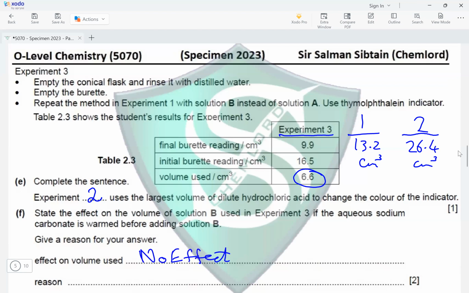And what is the reason for this? The reason is that changing the temperature does not change the concentration. So we will write the concentration remained the same. As long as concentration remains the same, then we will also have the same volume of the same substance, right? So if we change the concentration, then the number of moles will change. So we will change the volume in accordance with the change in concentration. But increasing or decreasing the temperature will have no effect on the concentration, so no effect on the volume as well.